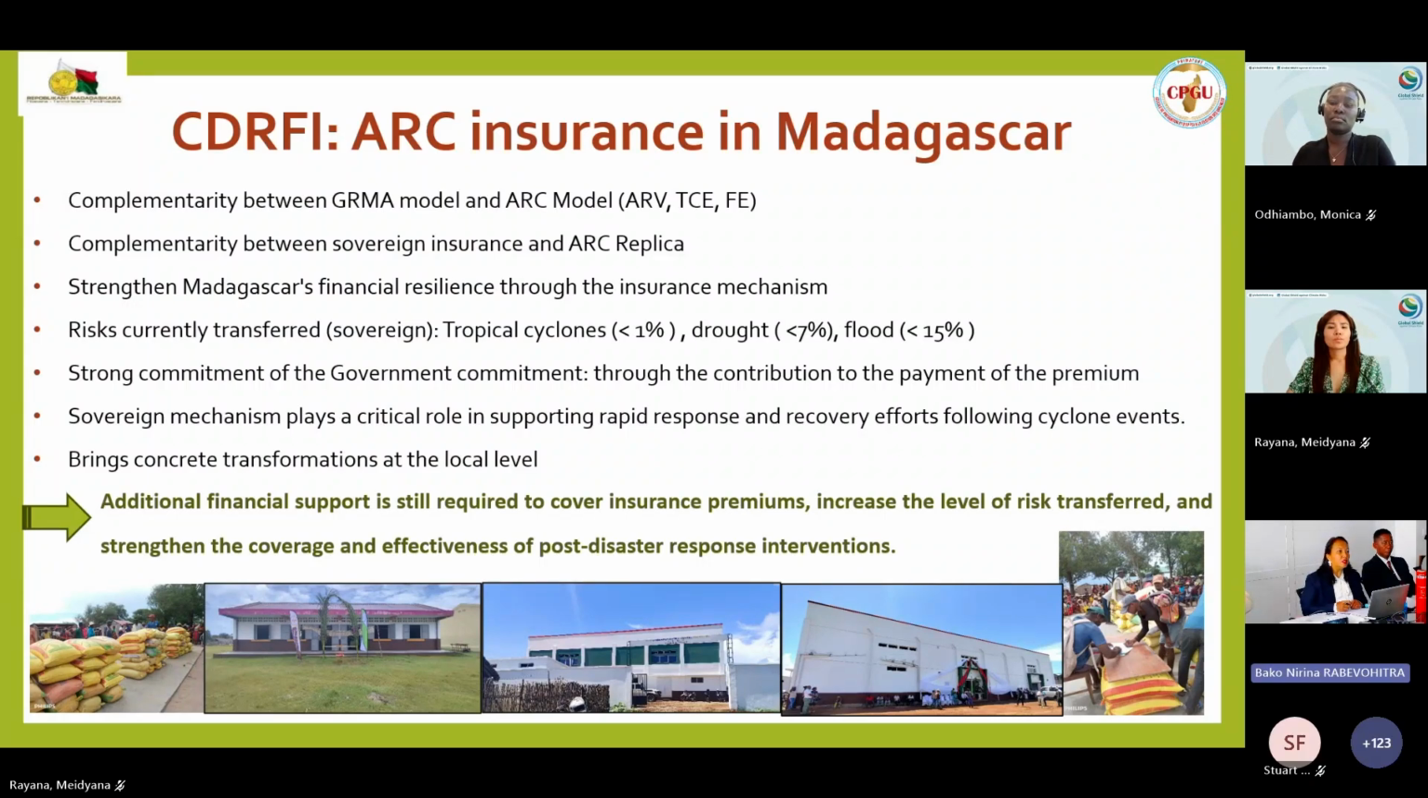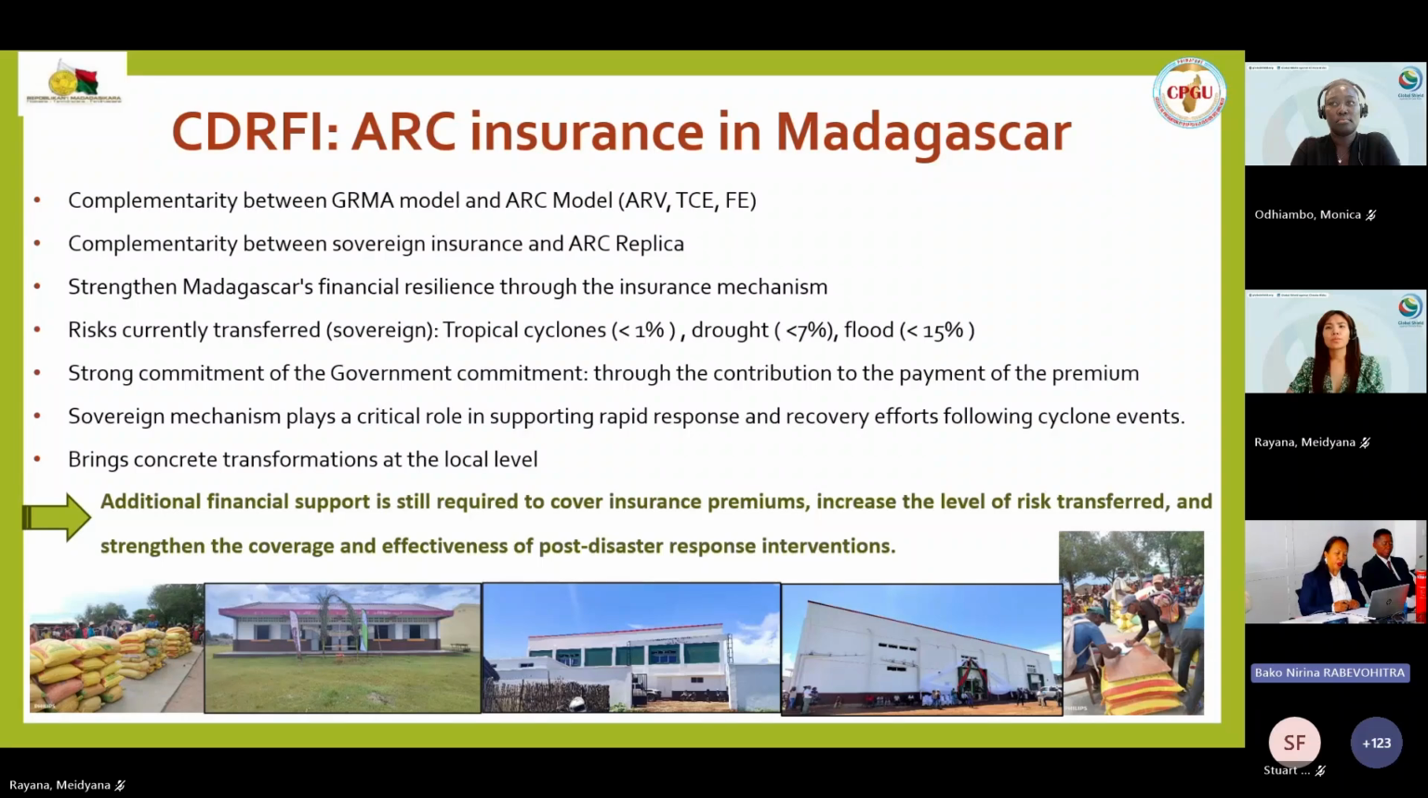As we see in these pictures, the infrastructures shown are some illustrations of the transformations at the local level that are lasting solutions for disaster risk management in highly exposed areas. Well, talking about ARC insurance, the government is making significant efforts to honor its commitment, but we cannot yet do without the support of partners. So please allow me to make this plea.